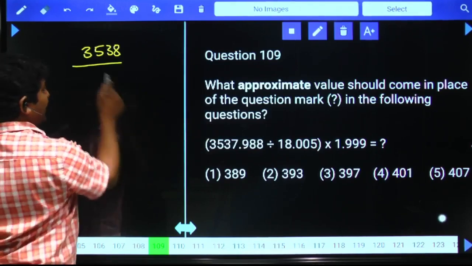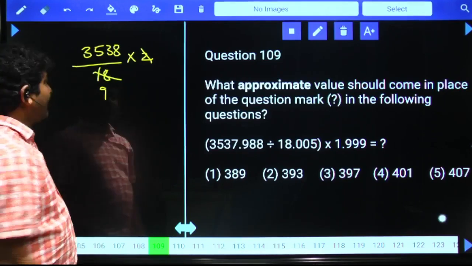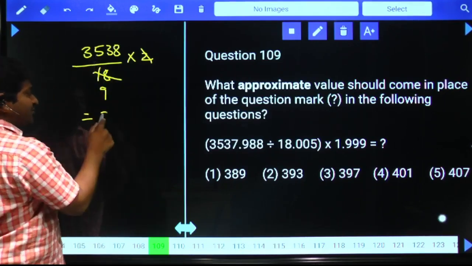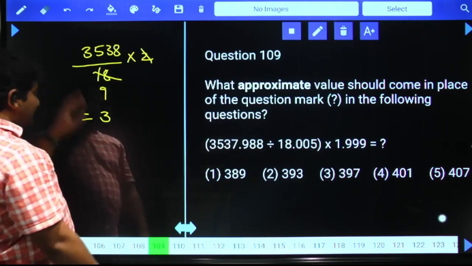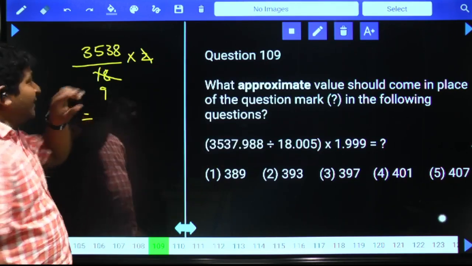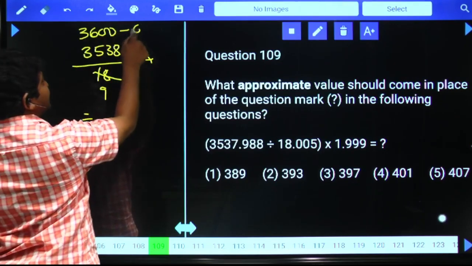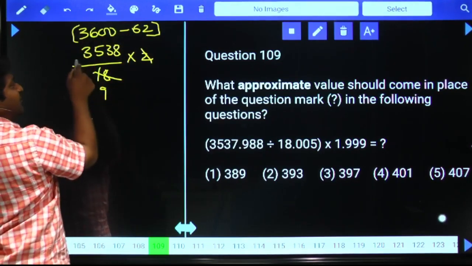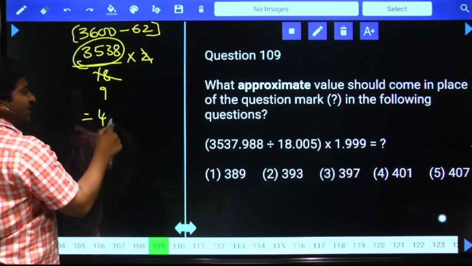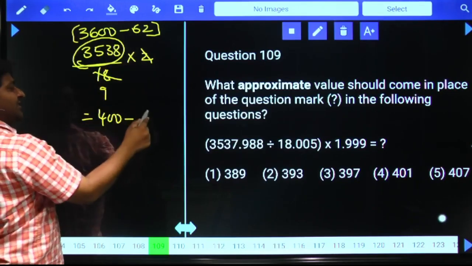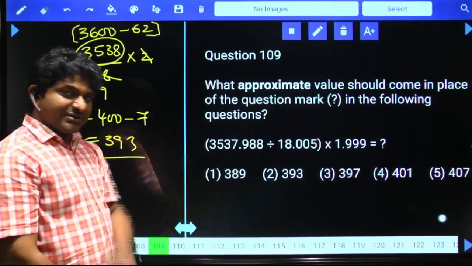3538 divided by 18 into 2. 2 how many times? 9 times. 9, 3 is 27. All the options are nearby that. The same, you can do one more thing. You can treat this number as, assume it as 3600 minus 62. 3600 by 9 in the sense that is equal to 400 minus 62 by 3 in the sense approximately 7. Answer 393. 393, second option answer.